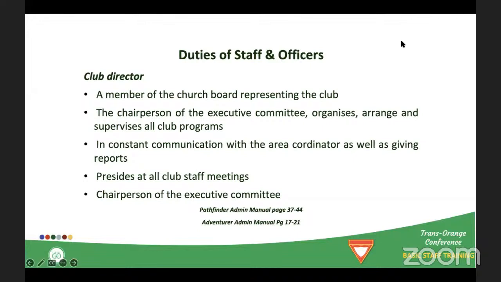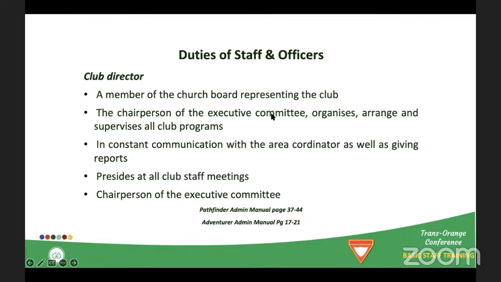For more detailed or broken down responsibilities, you may visit your Pathfinder Administration Manual, pages 37 to 44, or your Adventurer Administrative Manual, pages 17 to 21. In case you don't know your duties, you'll find your duties there. Let's move on to the next slide.